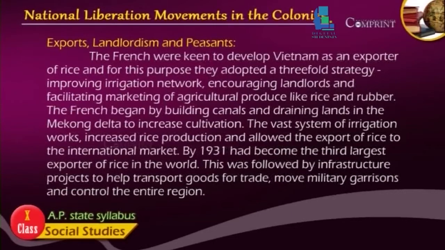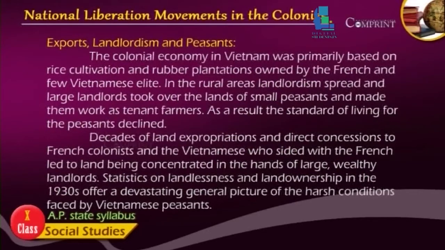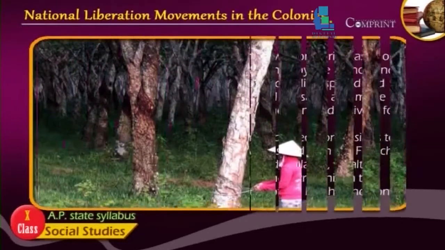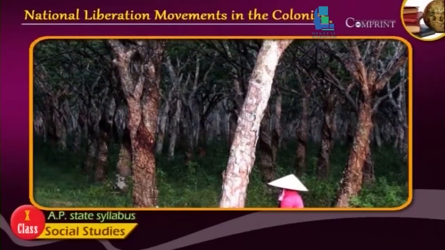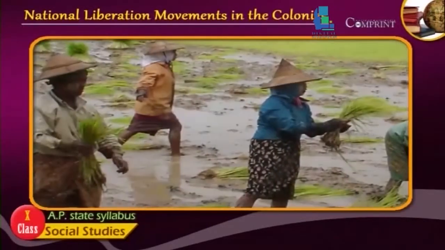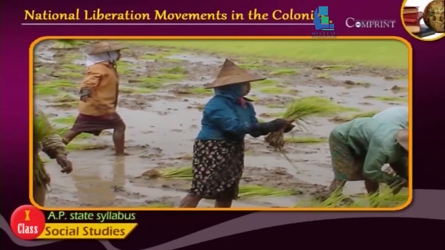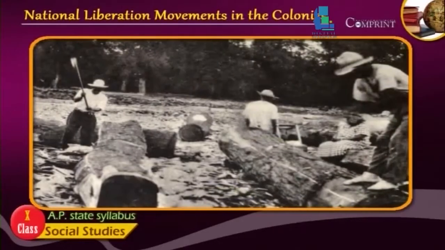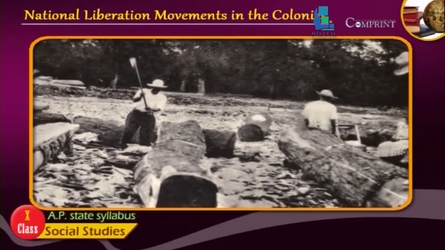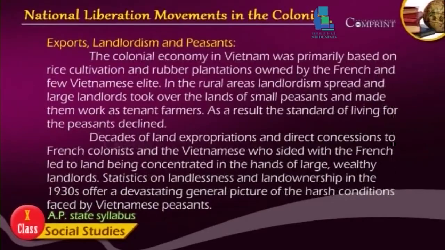This was followed by infrastructure projects to help transport goods for trade, move military rations and control the entire region. The colonial economy in Vietnam was primarily based on rice cultivation and rubber plantations owned by the French and a few Vietnamese allies. In the rural areas, landlordism spread and large landlords took over the lands of small peasants and made them work as tenant farmers. As a result, the standard of living for the peasants declined.